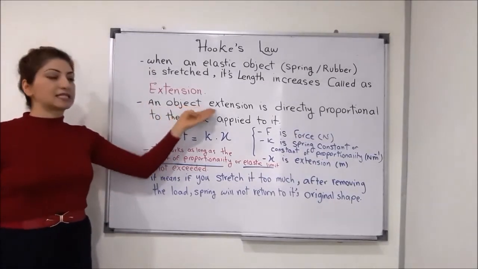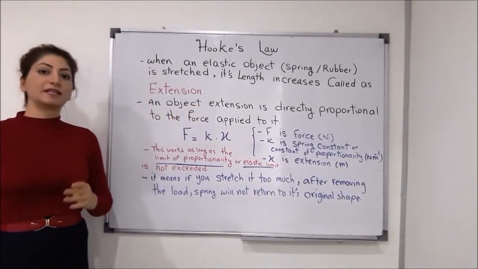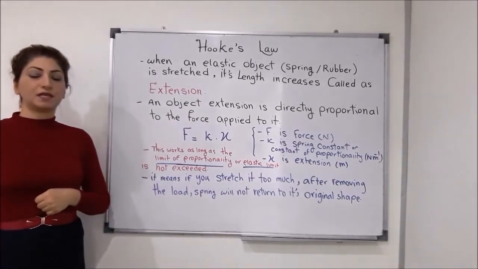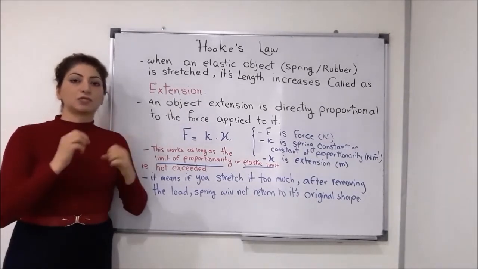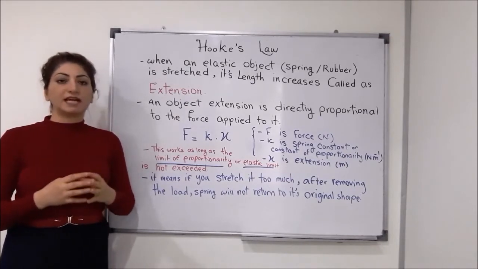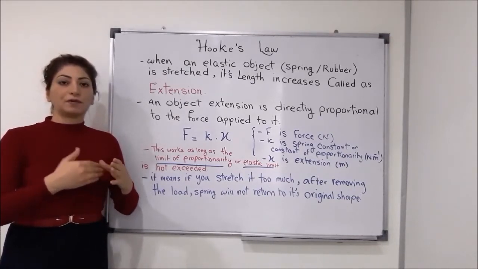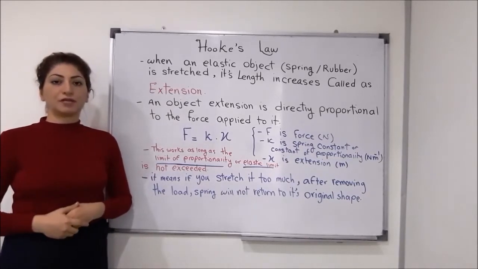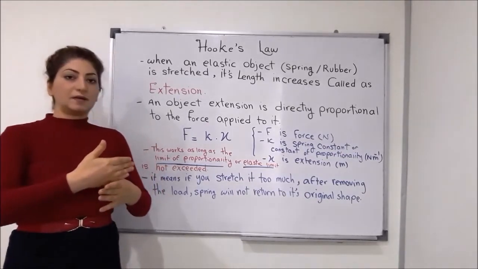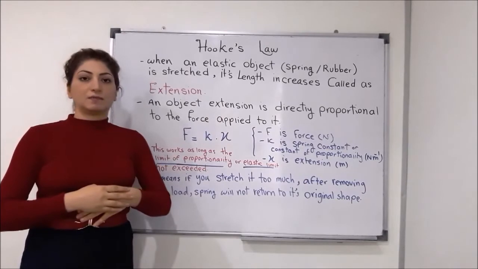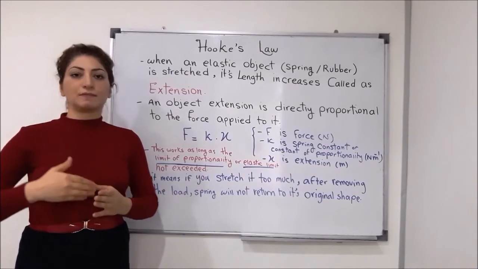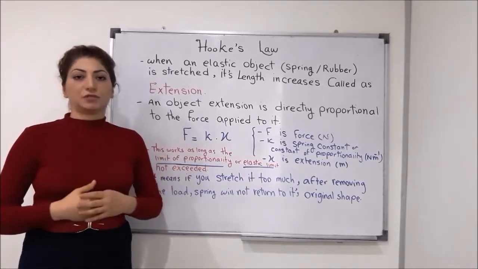An object's extension is usually directly proportional to the force that we apply on it. You can keep adding loads on the spring, and you will see that the length of the spring gets more compared to the initial length. The increase in the length and the force applied are proportional. It means the more force you apply, the more extension you get.